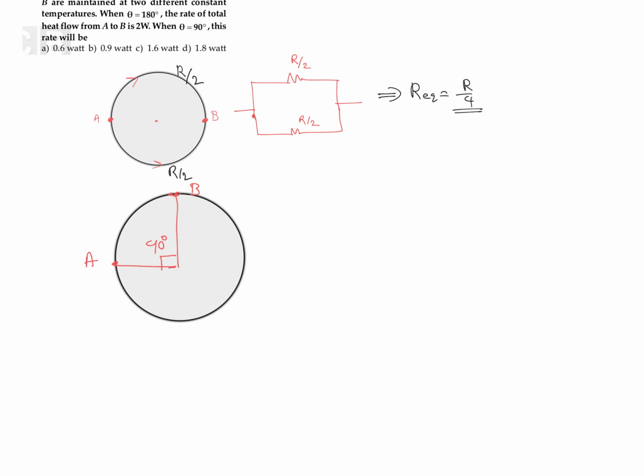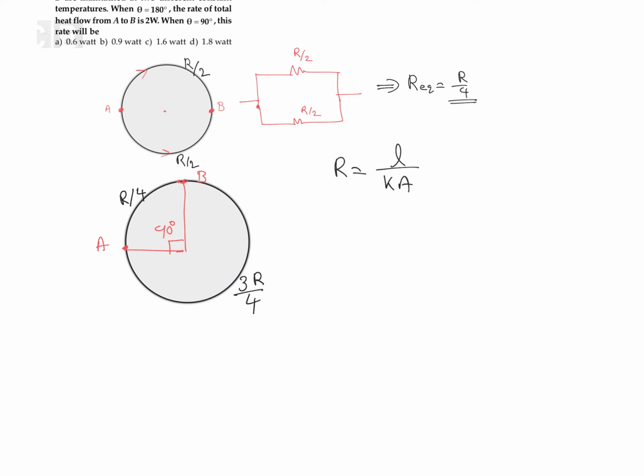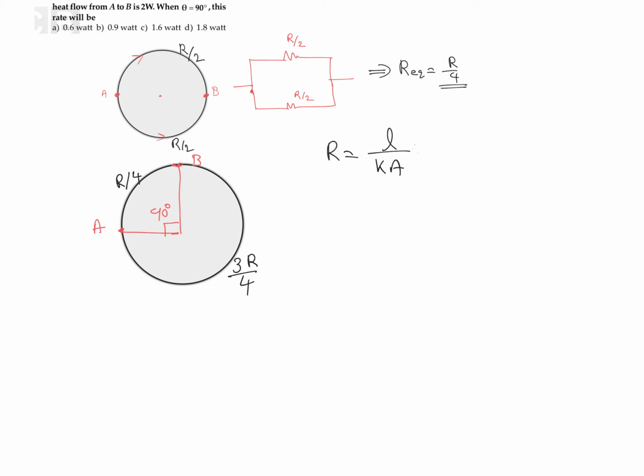Now, if the total resistance is R, as we know that resistance is directly proportional to length, because R is equal to L divided by KA. So if the total resistance is R, then this portion has a length that is 1/4 of the total length. So we can write this as R by 4, and this has 3R divided by 4. And these two resistors are connected in parallel between points A and B. So this combination is similar to a resistor of resistance R by 4 over here and another resistor of resistance 3R by 4 over here, and some amount of heat is flowing through this combination.